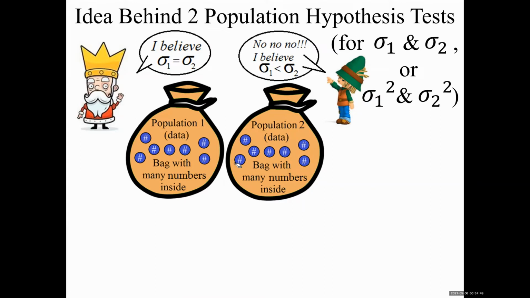But the peasant won't go away. He's like, guys, I insist the king is wrong this time. I know he's a nice guy and all that, but he's wrong. Sigma 1 is less than sigma 2. So now we have to decide who to believe.